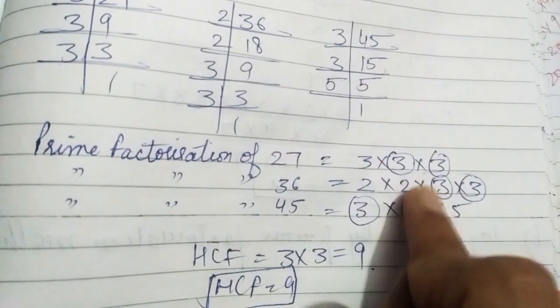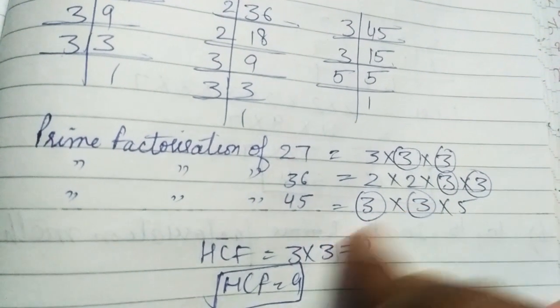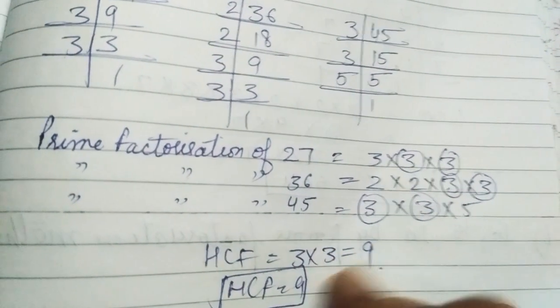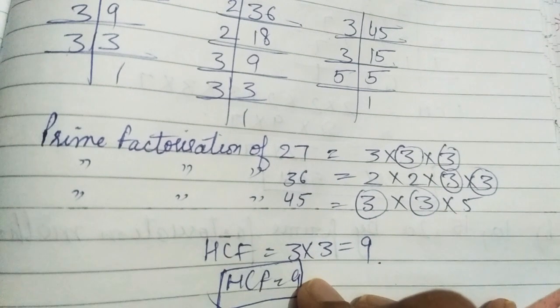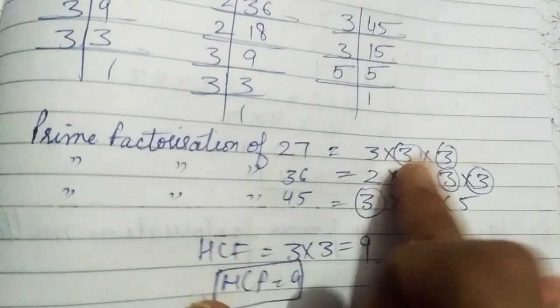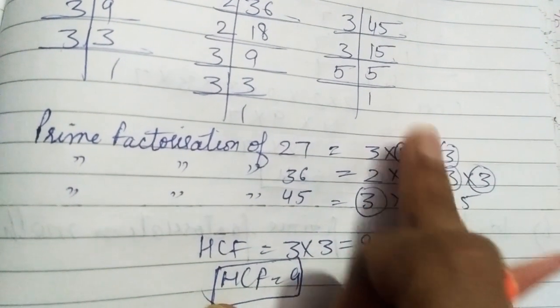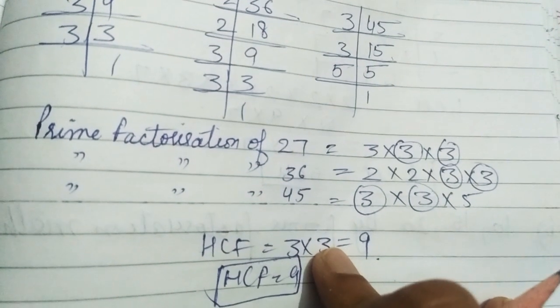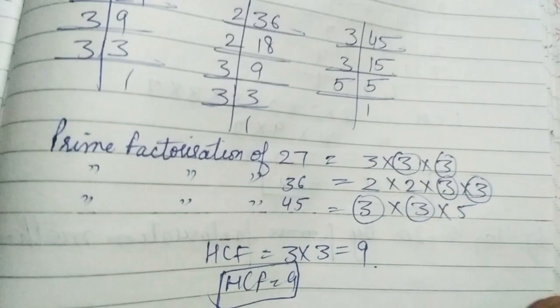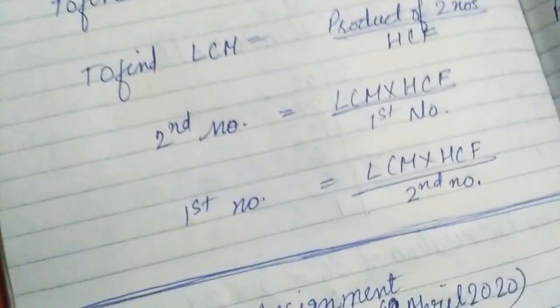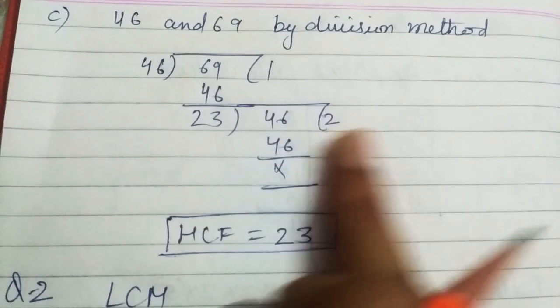So 3 is common in all the numbers, so you will take 3 into 3, that your HCF will be 9. No other factor is common in all the three, so the HCF will be 3 into 3 only, that is your 9. Now the C part is you have to find out the HCF by the division method.